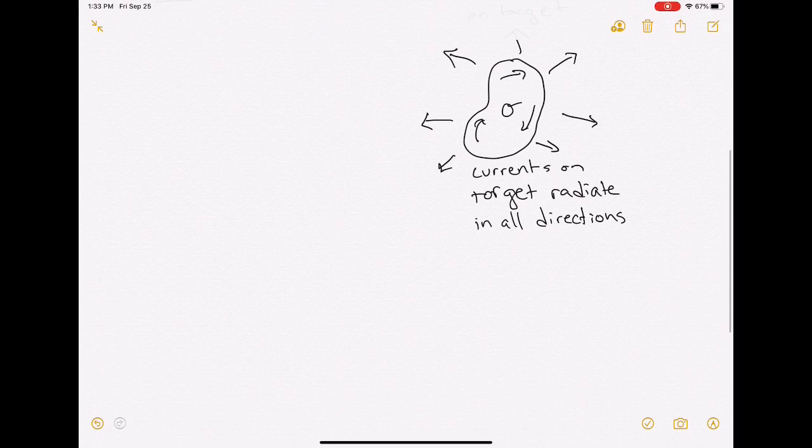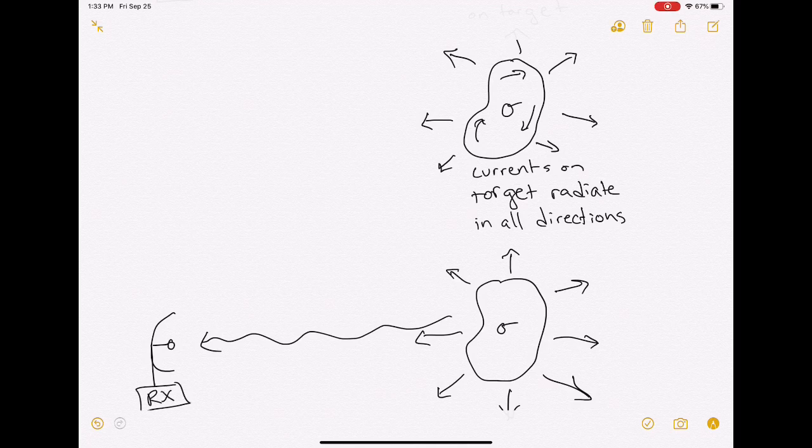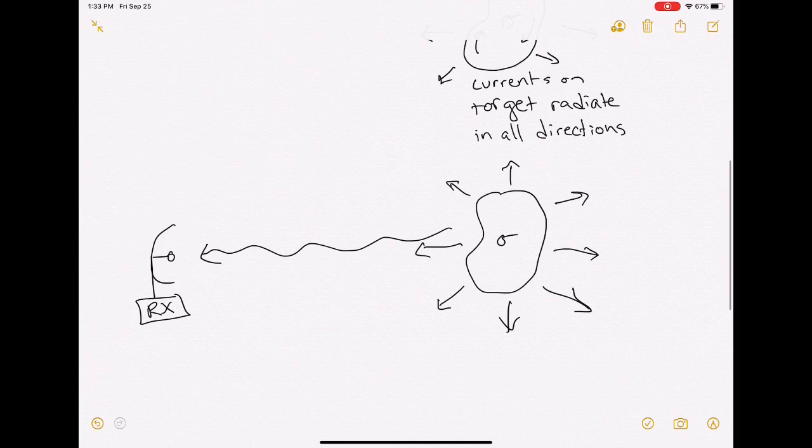Then we have our target. It has had currents excited on it. It is radiating. It's re-radiating that energy to some degree in all directions. And some of that energy comes back to our radar and is received. That's the scenario that we're talking about.